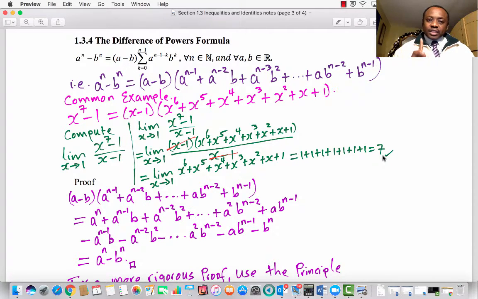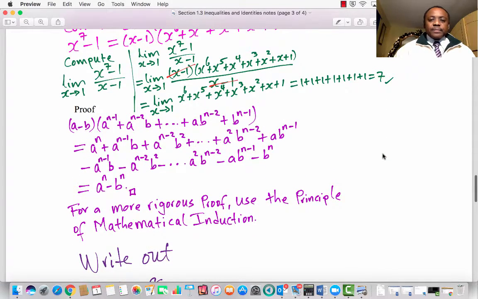We will see this some more when we treat limits in this class. Proof. A more rigorous proof would apply the principle of mathematical induction, but what I want us to do here is just to verify that this is the case. So I'm going to start with the right-hand side and then show you how we get the left-hand side. Starting with the right-hand side, I have a minus b times a to the n minus 1 plus a to the n minus 2 b, and so on and so forth, right down to b to the n minus 1.